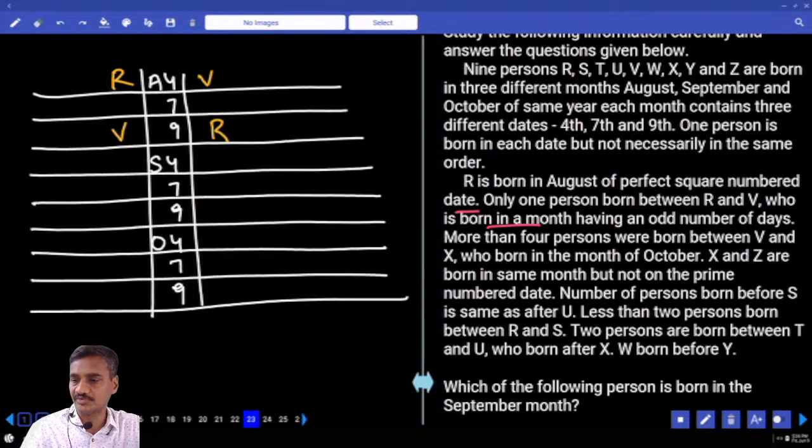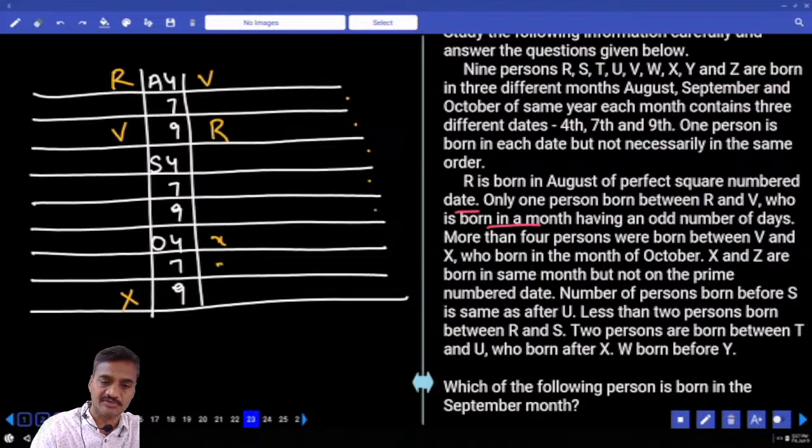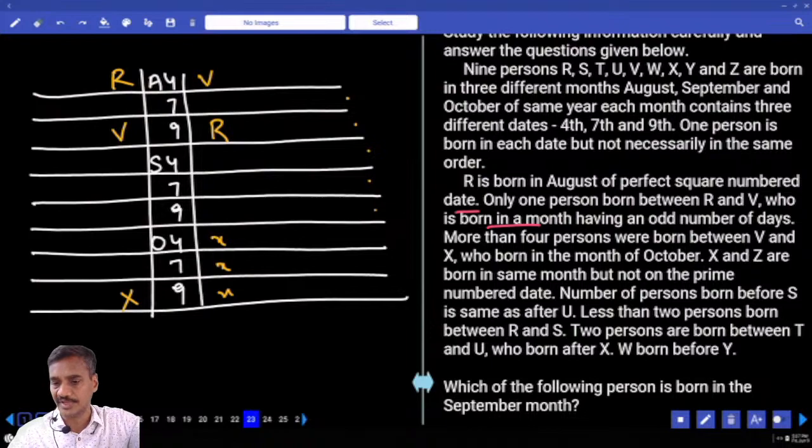Then there are more than 4 persons between V and X. More than 4 means 5. Between V and X, there are 5 persons, so X can be at any one of these 3 places. There are 3 possibilities. X born in the month of October, that information is not required.